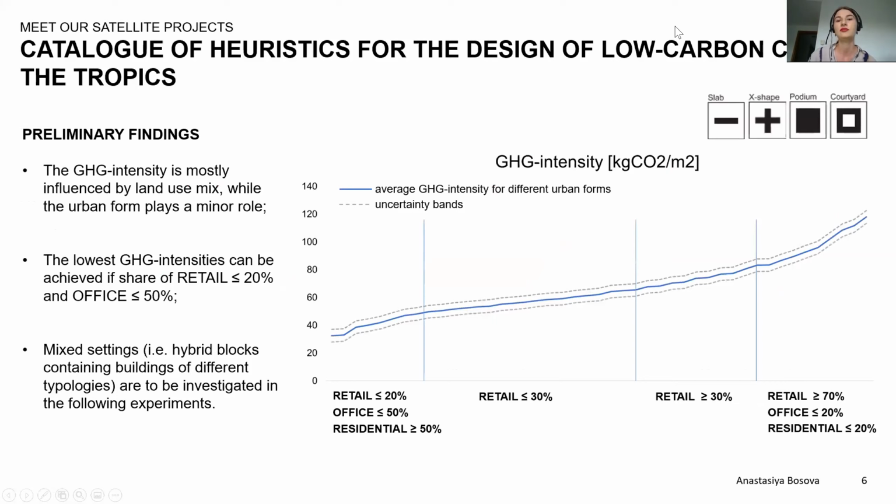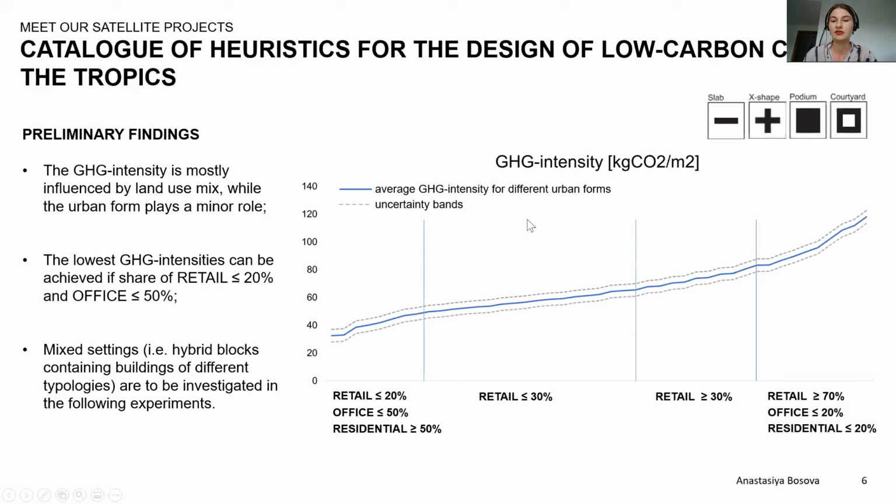So let's have a look at the preliminary results. The results were obtained so far for 4 building typologies: slab, cross, podium, and courtyard. And the results suggest that the CO2 intensity is mostly influenced by land use mix, while the urban form plays a minor role in the current setting.